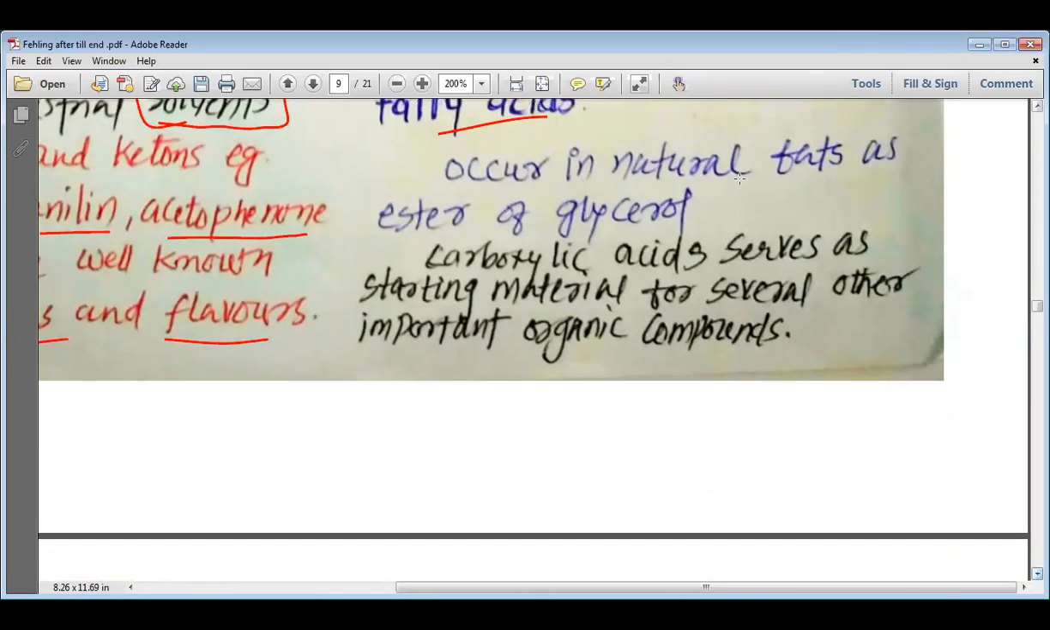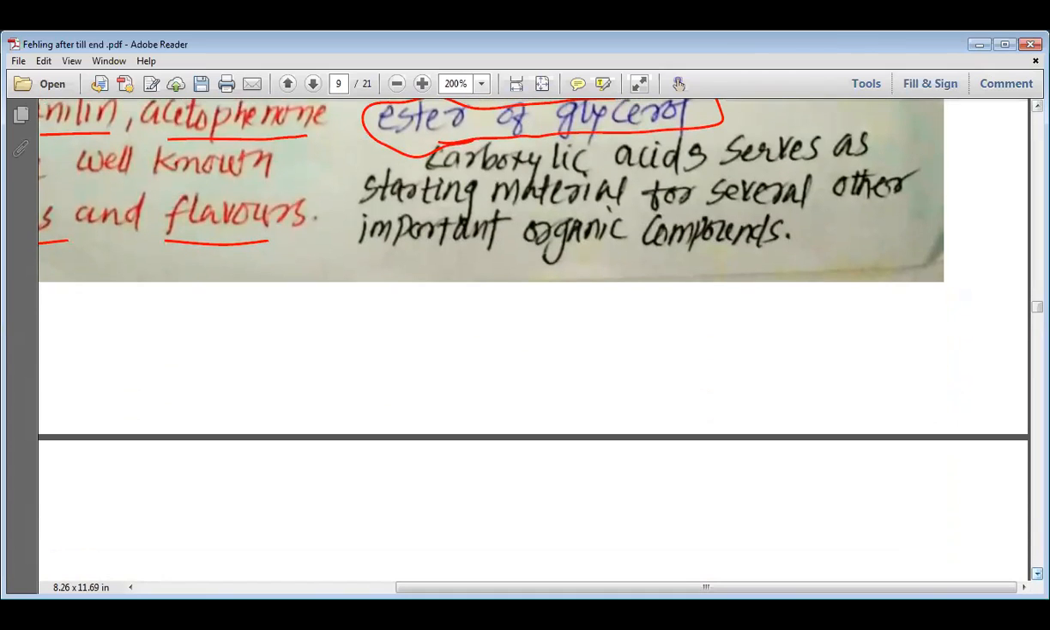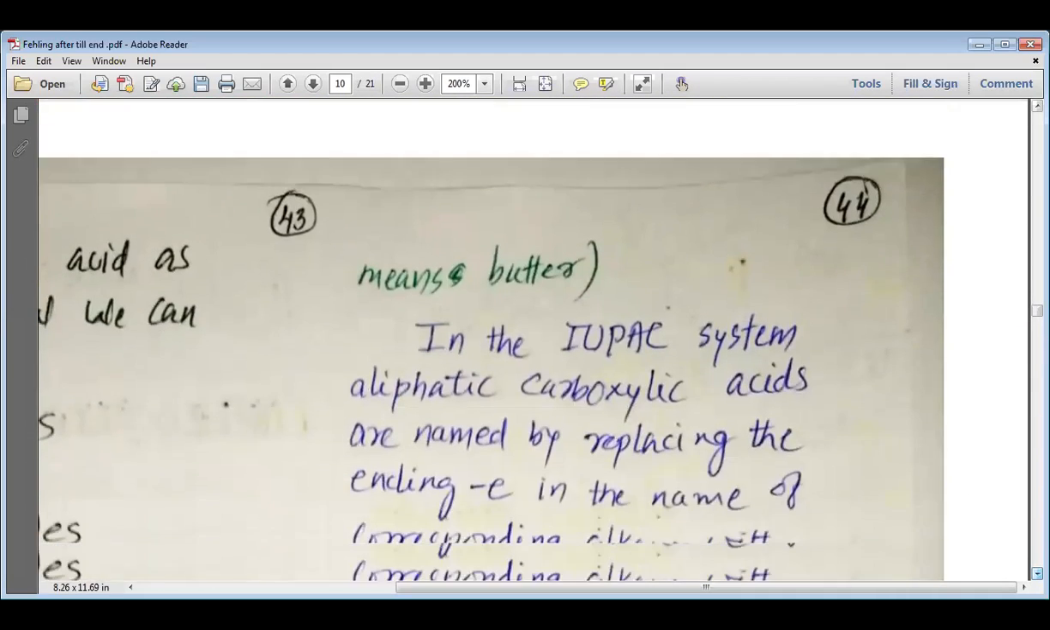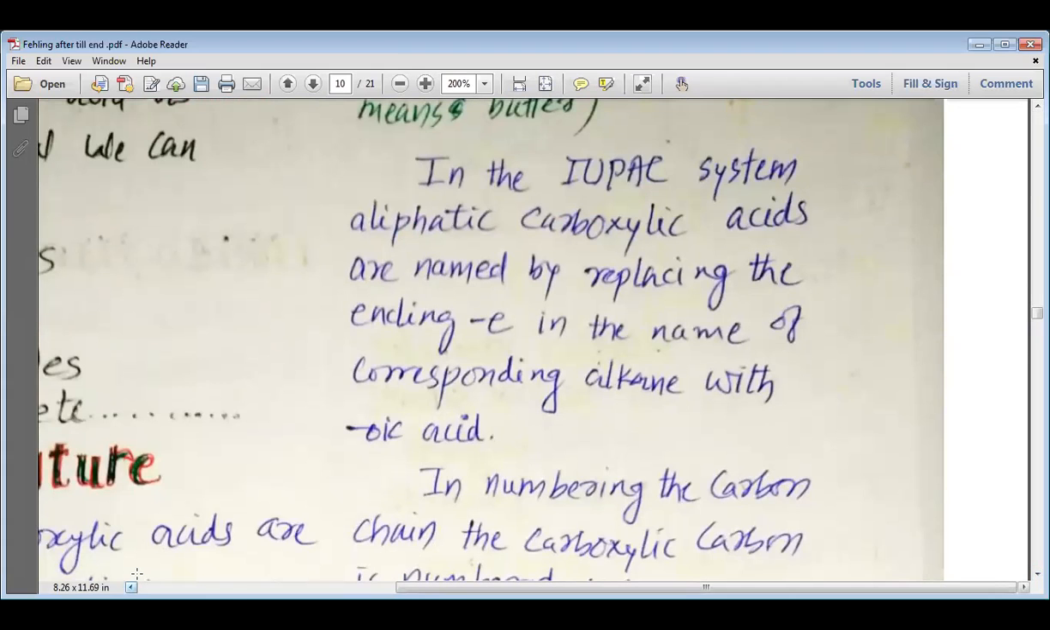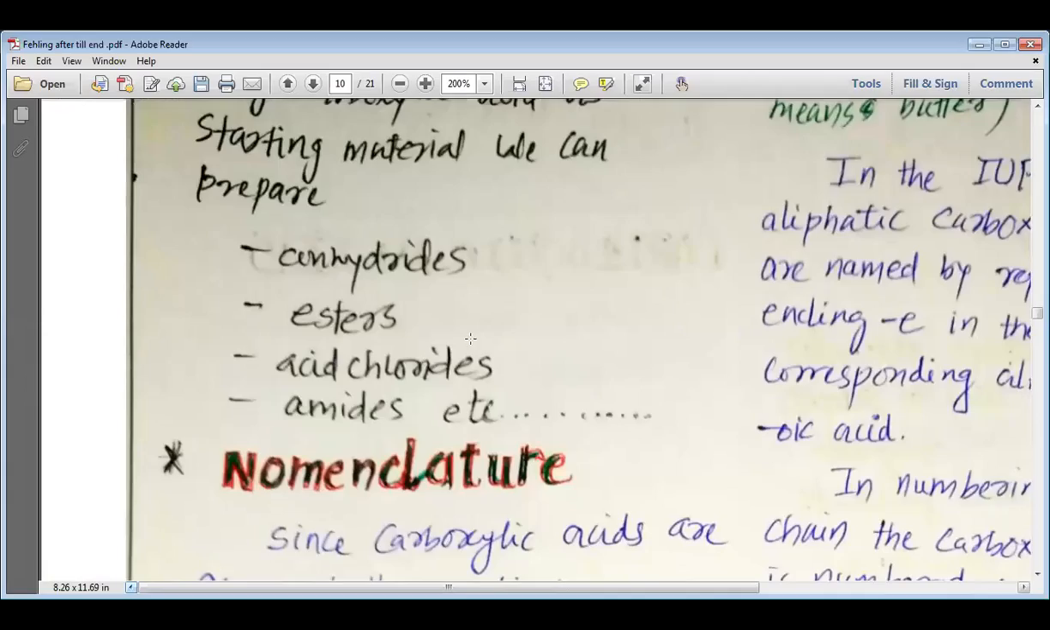Fatty acids occur in natural fats as esters of glycerol. So all the oils you can see, or the butter, or ghee, they are fatty acids, they are the esters of glycerol. Carboxylic acid serves as a starting material for several other important organic compounds. So from carboxylic acid, we can prepare many other carbon compounds, and they serve as a starting material for the various compounds.